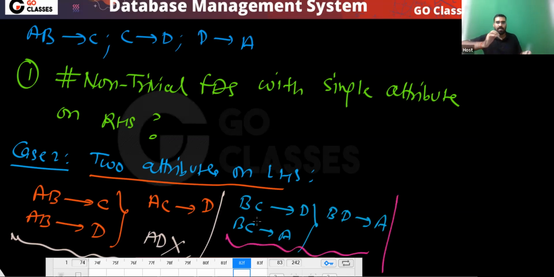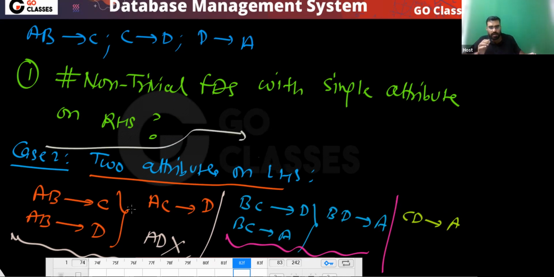Now A is done. B is done. What else is remaining in the 2 attributes on LHS? Only CD is remaining. What can CD determine? CD can determine A. If you find the CD closure, that will give you A. So finally, in case 2, how many did we get? 3, 3, 6, and 7. Total 7 we got. Is this clear? In case 2, we got 7.